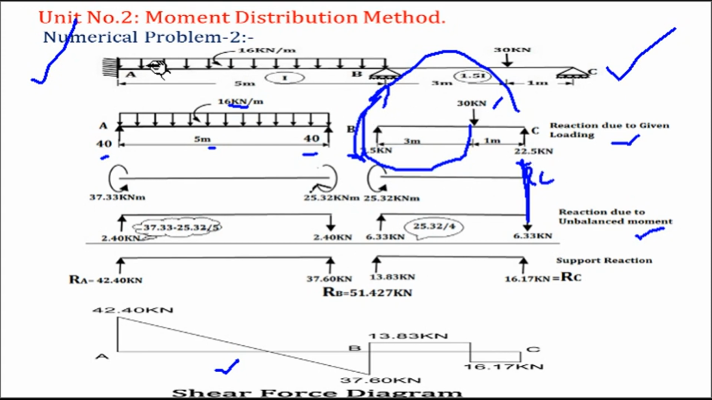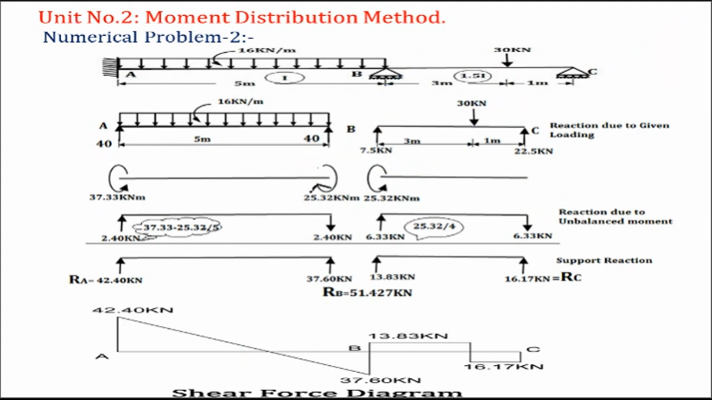Same way, now do summation of Fy. You will get 7.5 kilonewton. Okay, this you know from the SOM. Now let us draw your end moments.